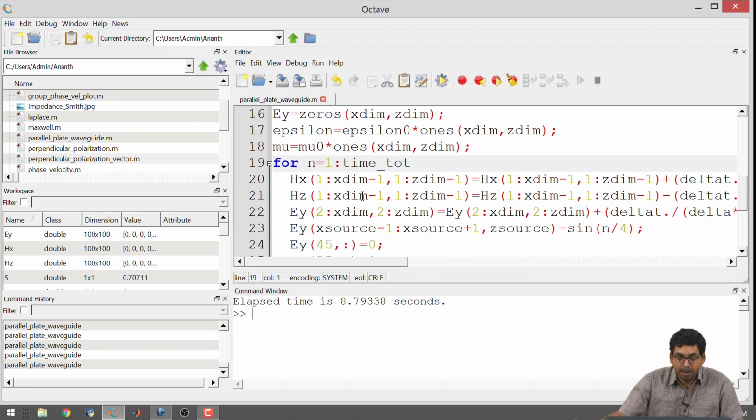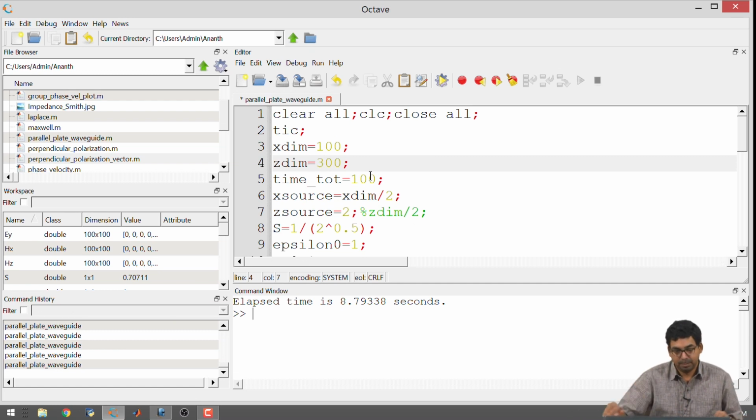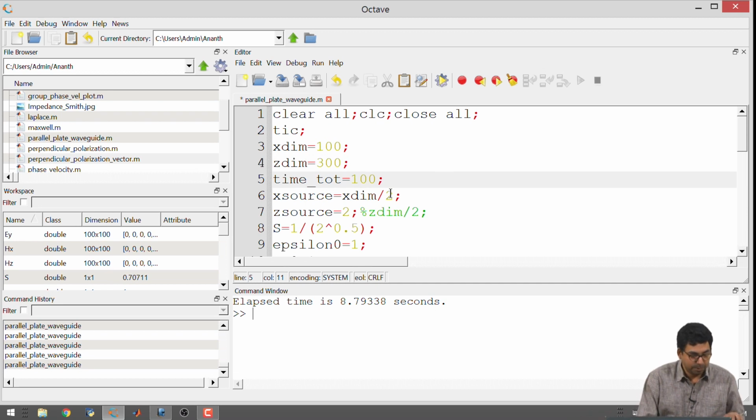Another thing that I am noticing here is that I am having a square region. When we are talking about waveguides and parallel plates, I think it has to be clear that one side is longer than the other side, then we know which side it is traveling. So, I think I will just make that adjustment also. I will make my z dimension maybe 2 times or 3 times longer. And I will also increase the amount of time to 400.